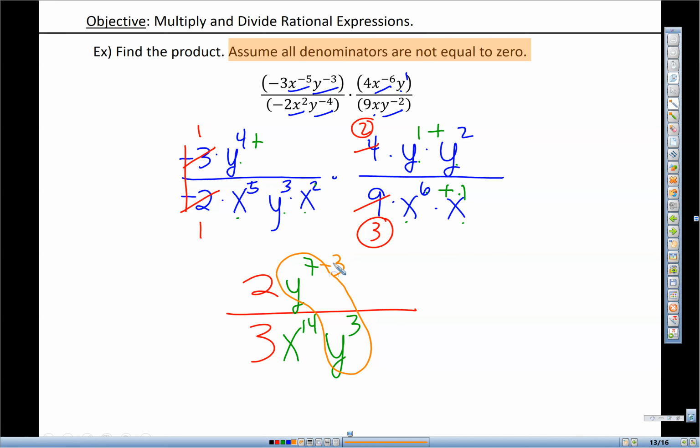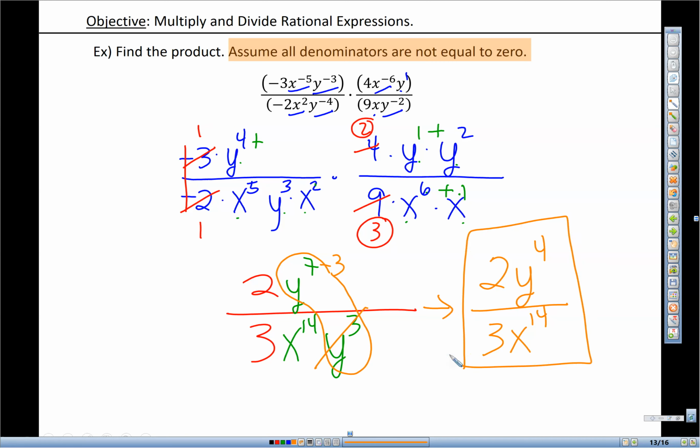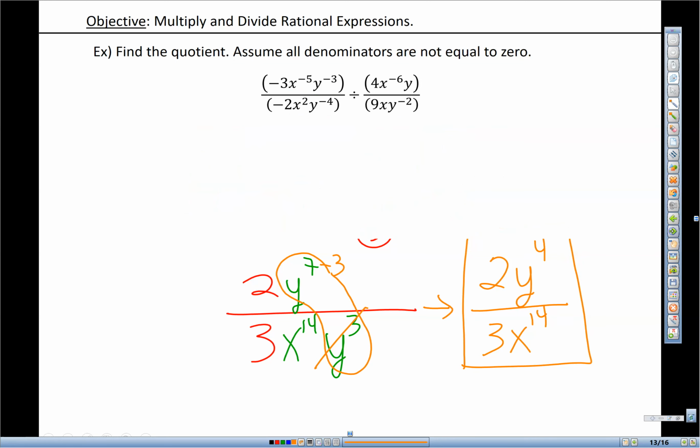So I'm going to do the 7 minus 3, and that's going to make this y go away. And so now I have 2 times y to the 4th power over 3 times x to the 14th power as my final answer. All right, let's move on.